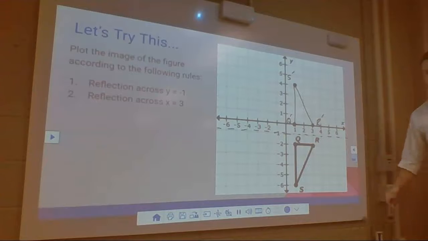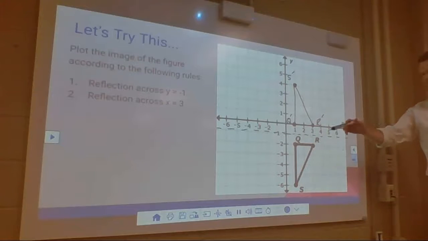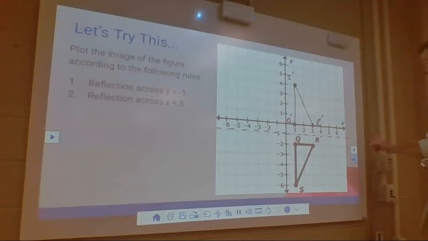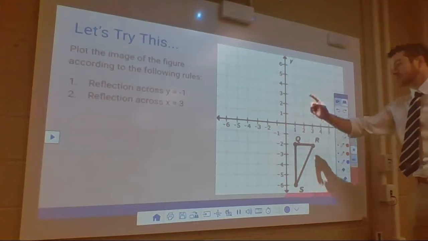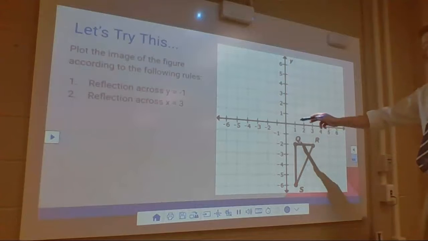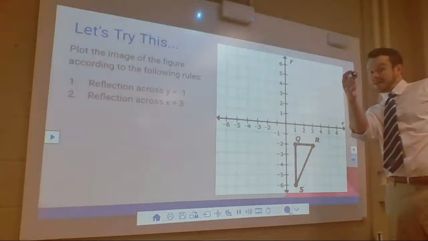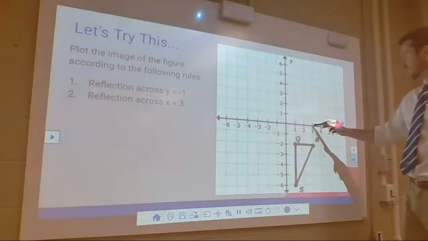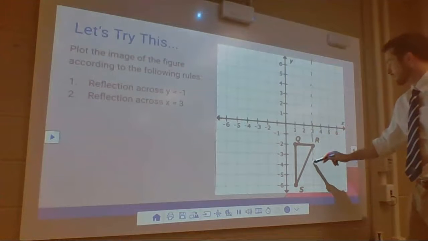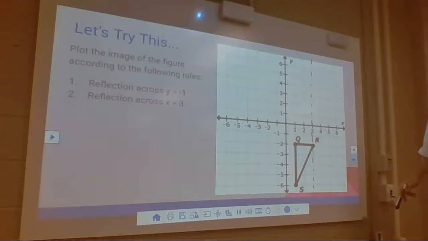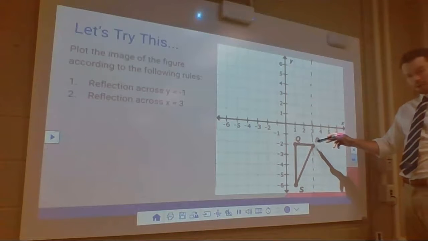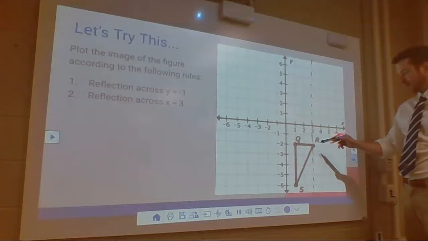And there you go. We have performed the reflection across the line y equals -1. Now, next, we're going to try to reflect this figure across the line x equals 3. So I'm going to find 3 on the x-axis, and I'm going to draw a vertical line through that. All right. So now I see that point R is actually on that line.